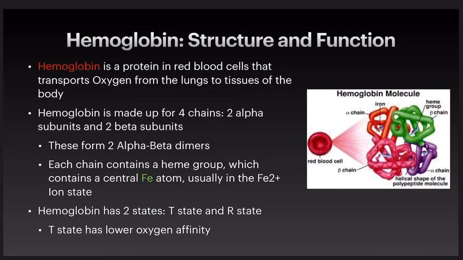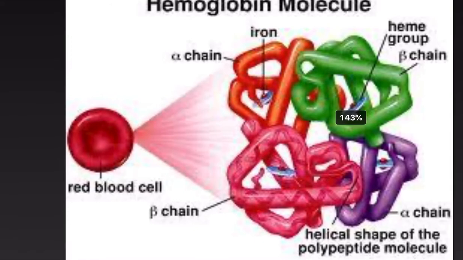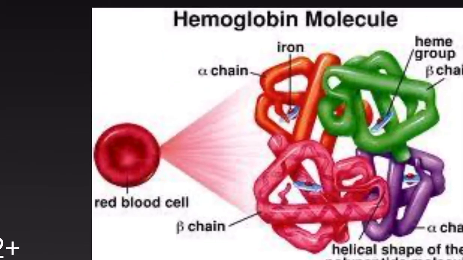Hemoglobin has 2 states, the T state and the R state, and as we learned, T state has lower oxygen affinity than R state. So when it is unbound to oxygen, it's in the T state, and when it binds, it becomes the R state. Now I'm going to zoom in just a little bit into this picture, and as we can see, we have our heme group in here, and the red inside of there, that's the iron atom inside the center of that heme group.